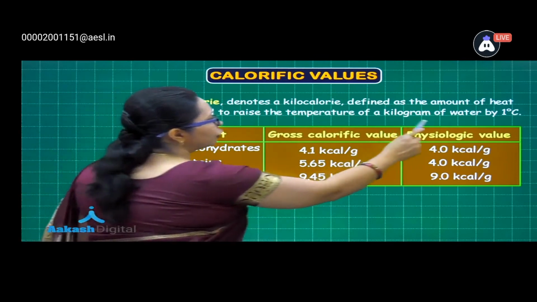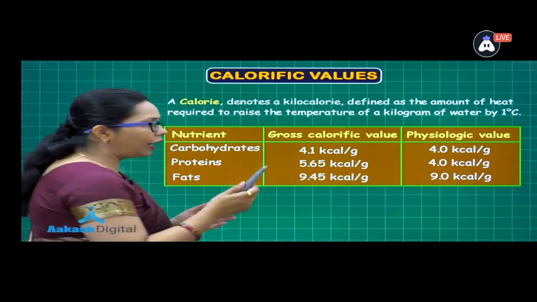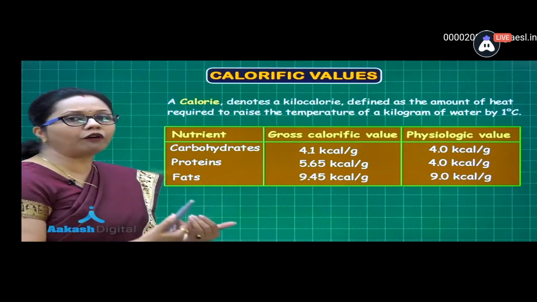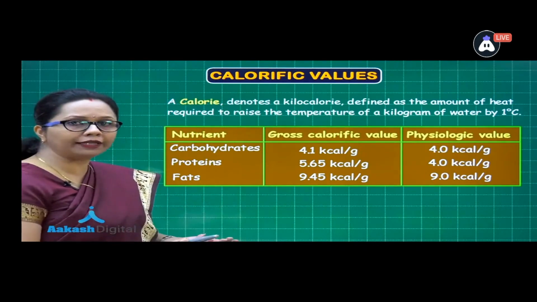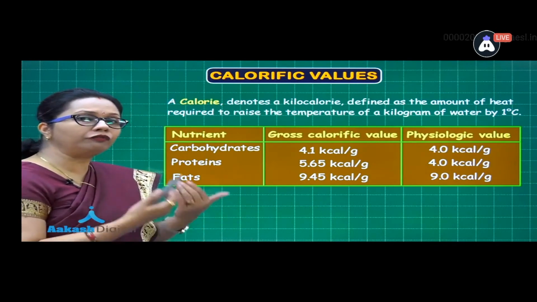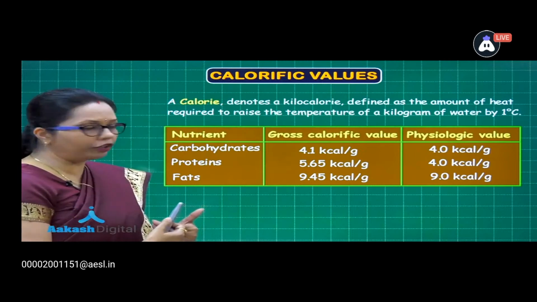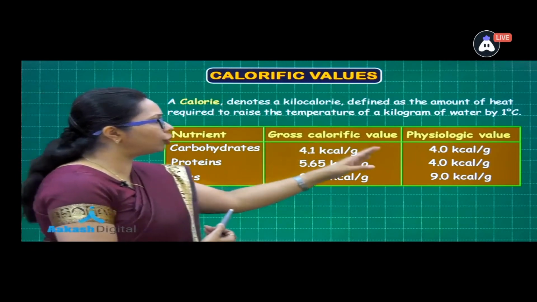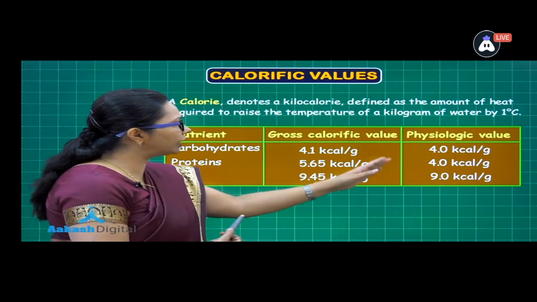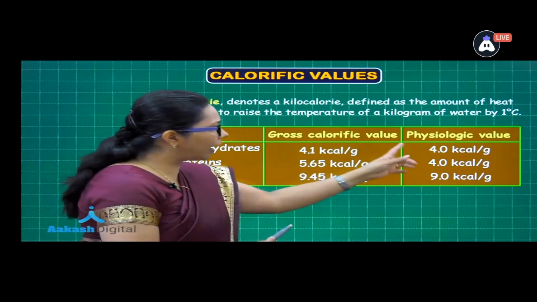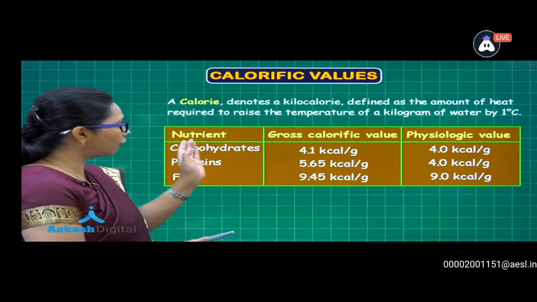Now here we have the physiologic value. Physiologic value is the value that we get in our body, because certainly some of this energy will be lost as heat. So not every energy that is produced will be usable. We count only the usable form of energy, and that's why the physiologic value is certainly lesser than the gross value. So the physiologic value is 4 in the case of carbohydrates.